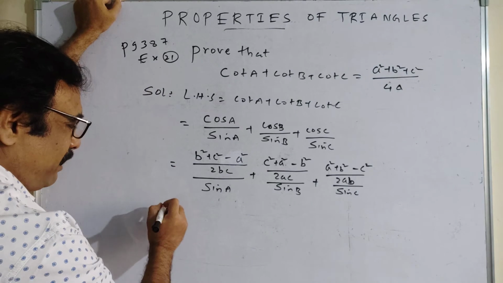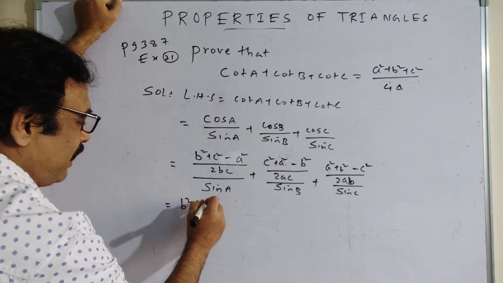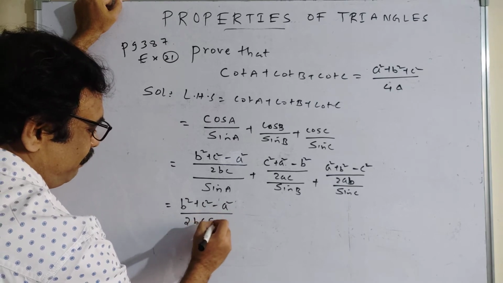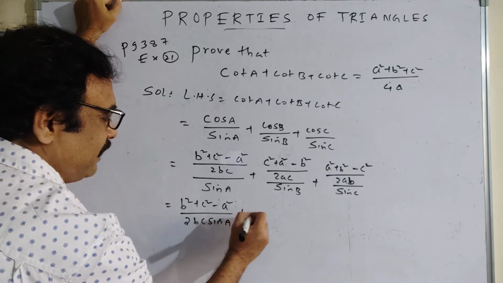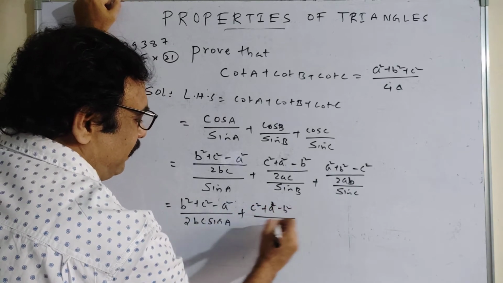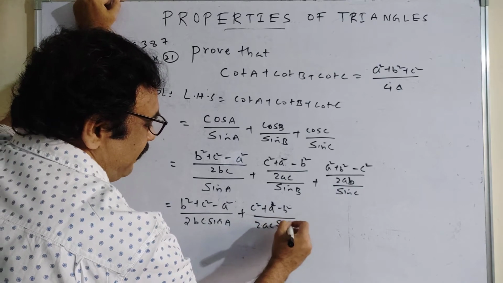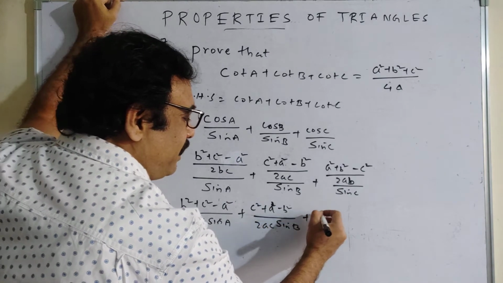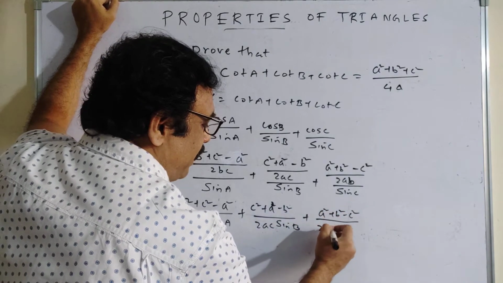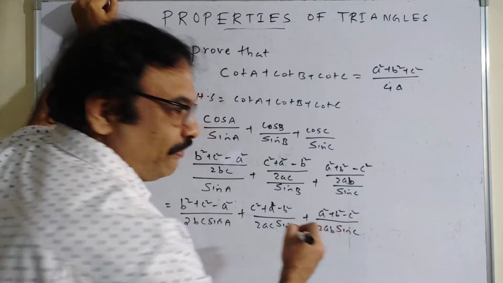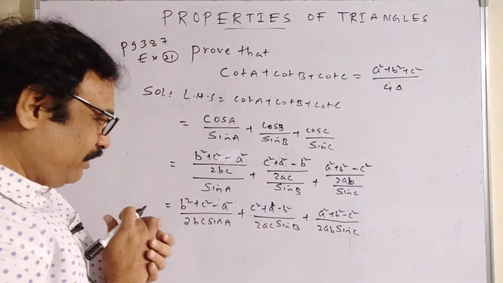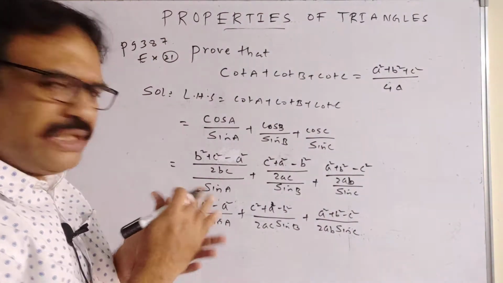Okay, now coming back to the point, in the next step we are going to write b square plus c square minus a square by 2bc, which is nothing but cos A, and c square plus a square minus b square by 2ac, which is cos B, and a square plus b square minus c square by 2ab, which is cos C. I hope that you are able to capture each and every point. Now coming back to the point, how can I segregate this one?